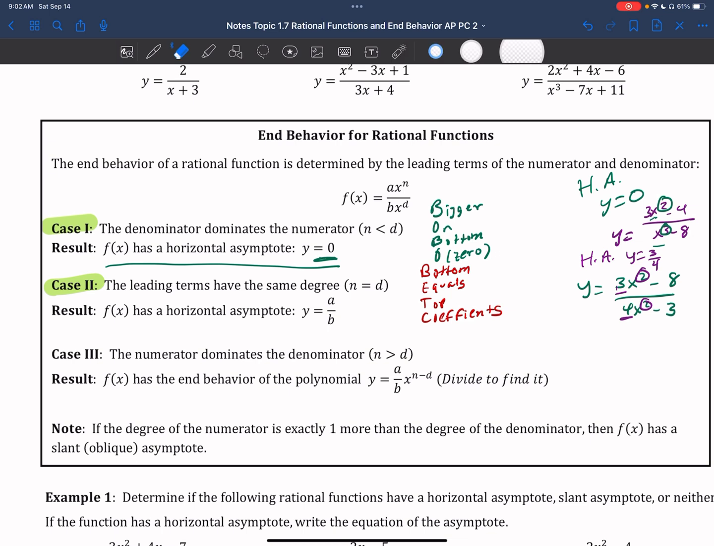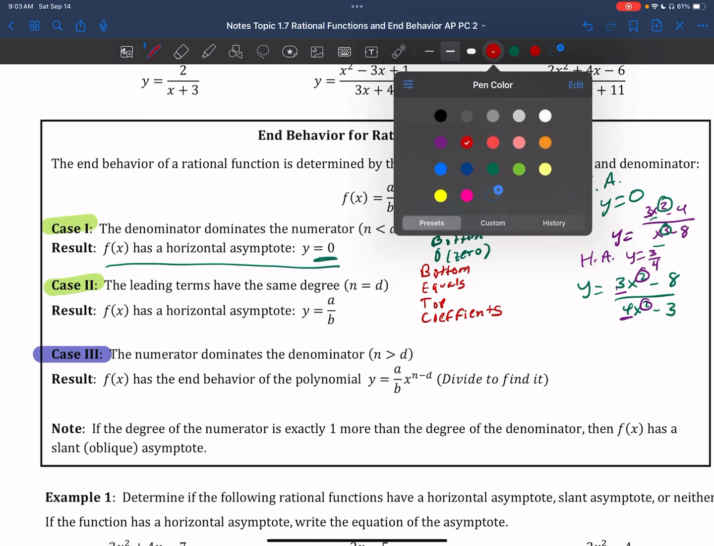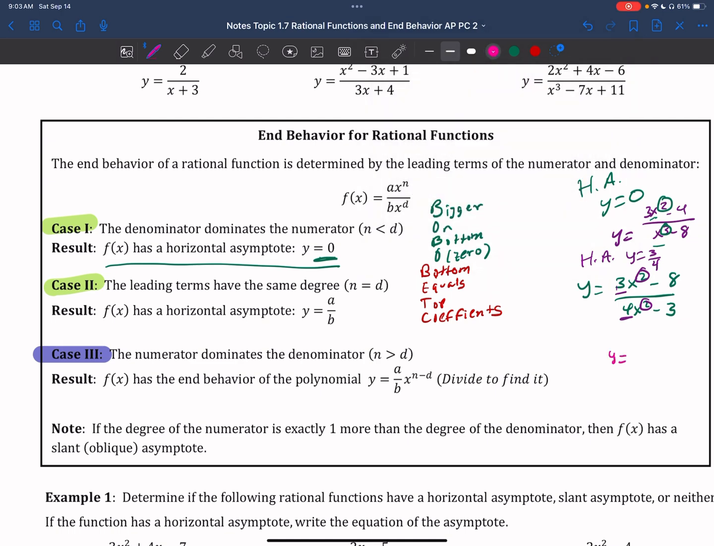Case number 3 is going to be the hardest one because this one you don't have a horizontal asymptote. So you know that your answers are going to be positive infinity or negative infinity. In this case, the degree of the numerator is bigger than the denominator. So an example of that would be y equals x cubed minus 3 over 10x squared.